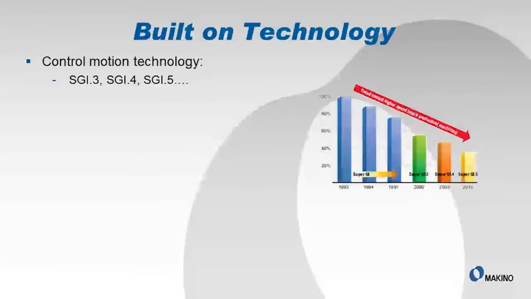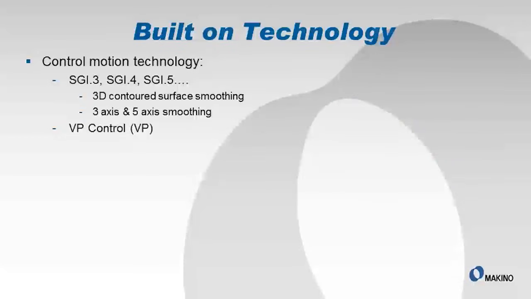What we've done with that technology is each succeeding generation has driven the cycle time further and further towards the absolute minimum cycle time given the geometry that you have. You get into 3D contoured surface smoothing, 3D and 5-axis smoothing. Those are all enhancements to the basic super geometric intelligence technology.